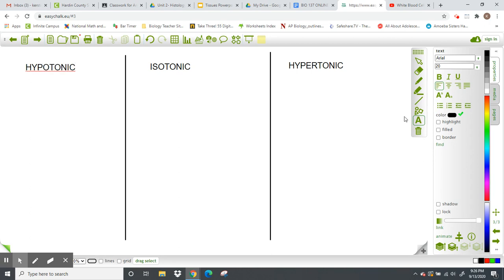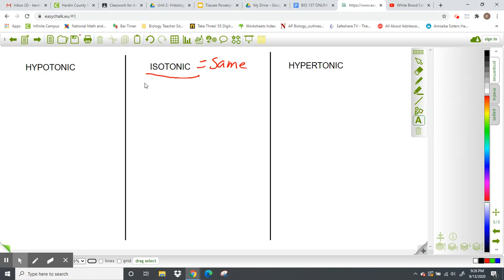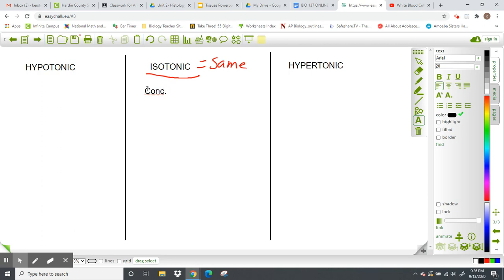Now, I'm going to start in the middle with the isotonic. Iso is a term that means the same. Essentially what this means is that the concentration of the solute is going to be the same on both sides of the membrane.